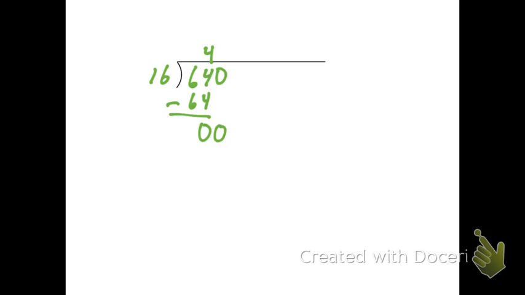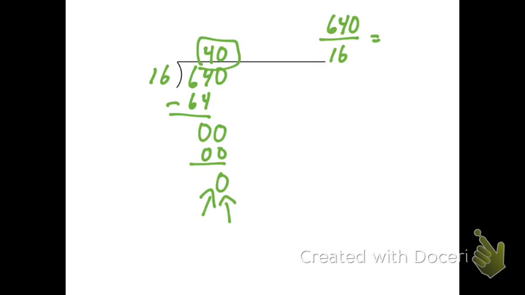How many times does 16 go into 0? 0 times. 0 times 16 is 0. We subtract, we get 0. So the answer would just be 40, since 0 was the remainder. Meaning, 640 divided by 16 equals 40. Also, I would know that 16 times 40 equals 640.